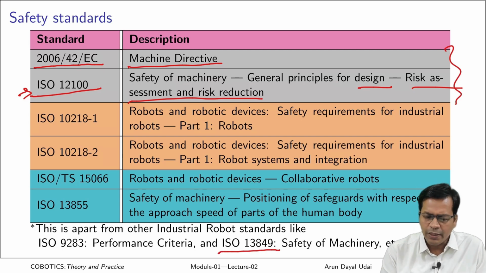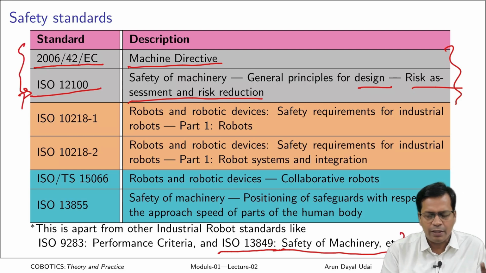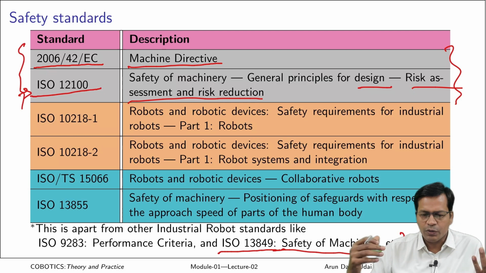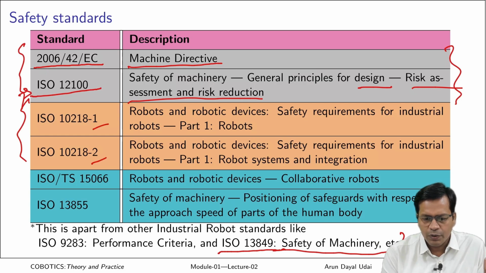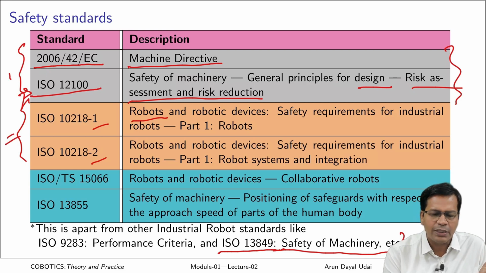ISO 13849, that is for safety of machinery. This is not the only thing, there are many other standards which are followed. And then ISO 10218-1 and 2. It is for robots basically, not just for machines. A robot also has to follow the machine directive.